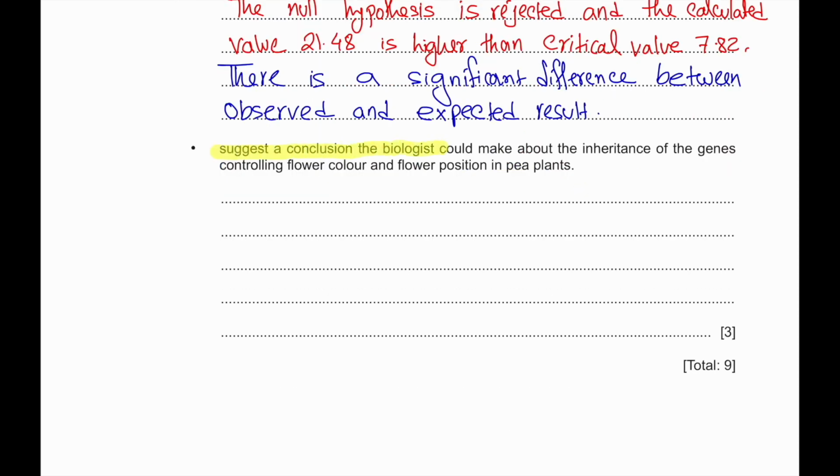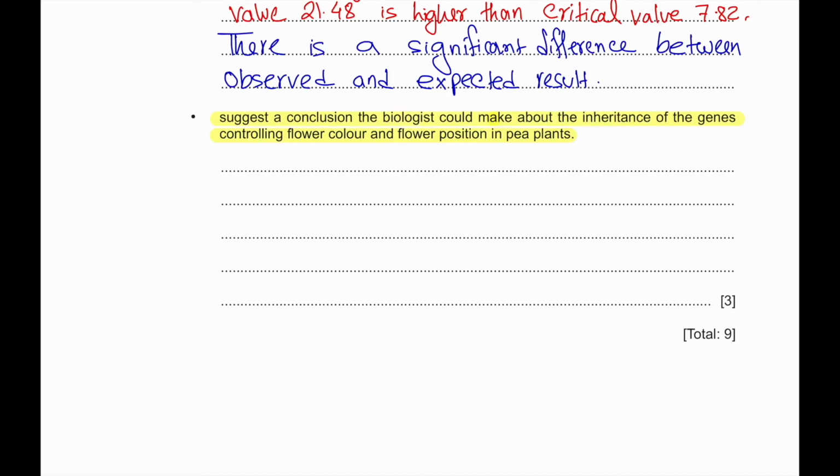Suggest a conclusion that the biologists could make about the inheritance of the genes controlling flower color and flower position in pea plants. So because we are rejecting the null hypothesis, the scientist can say that the genes are on the same chromosome. All right, so they are autosomally linked and do not assort independently.